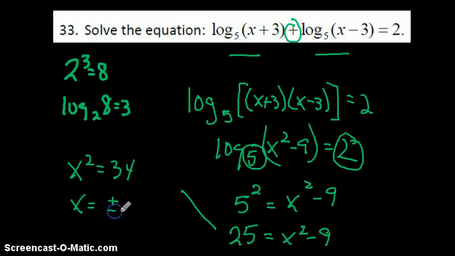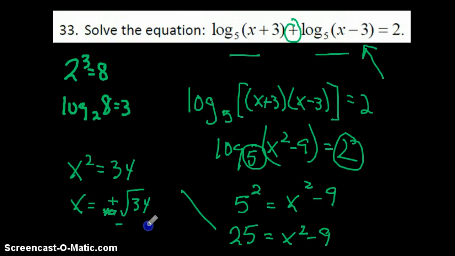But if you'll notice here, you cannot have a negative argument. So if x was negative, that would not work. So there's two answers, plus and minus radical 34. The minus would not work. So we're looking for plus radical 34 as my final answer.